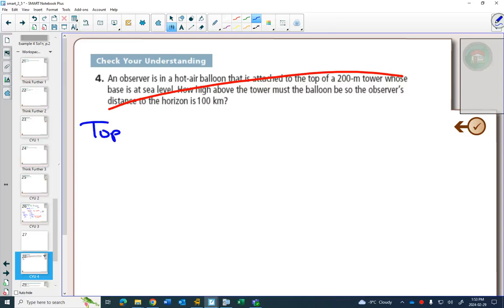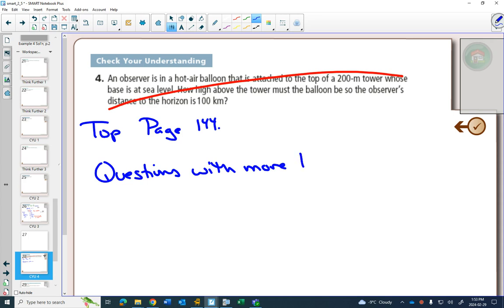You have more space on the top of page 144, and we'll give it a title. Questions with more than one square root. So here's our example.